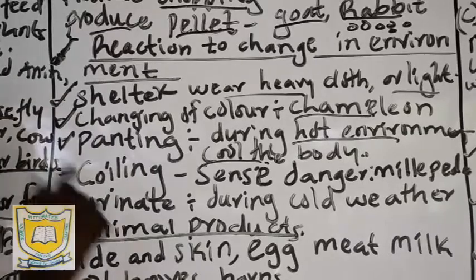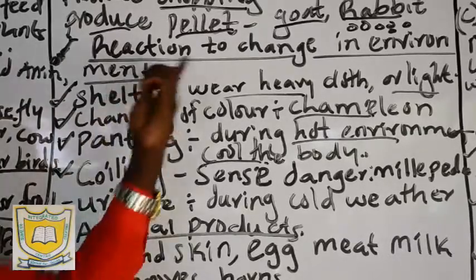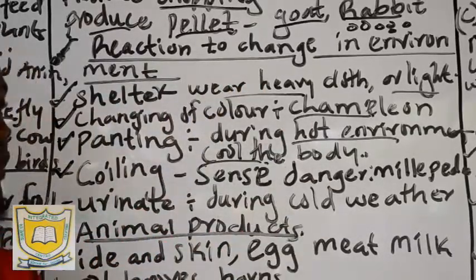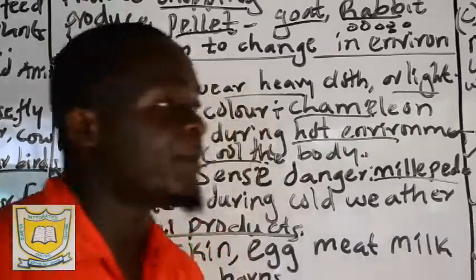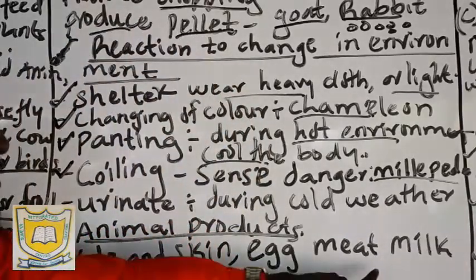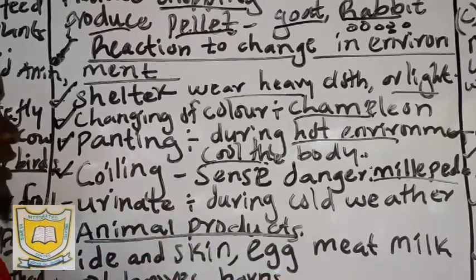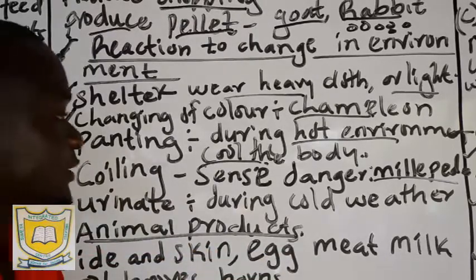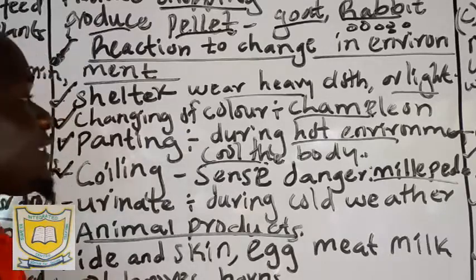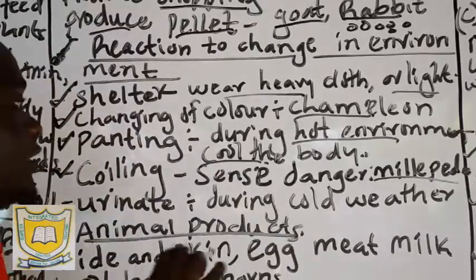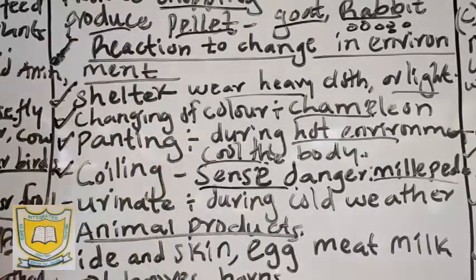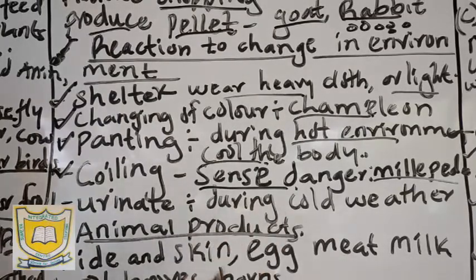Now we have those animals that react to change in environment by just coiling. For example, the millipede. When you touch a millipede, it coils to form a round shape. And when it coils like that, it's just because it has sensed danger. That is just a method of protecting itself from the enemy.